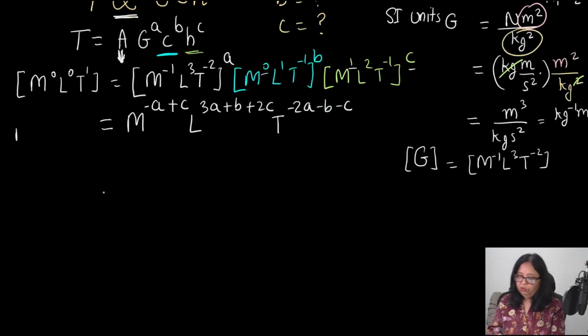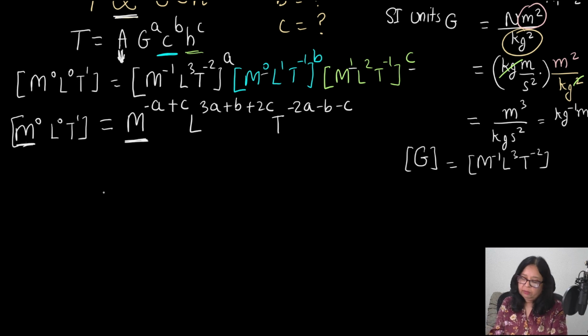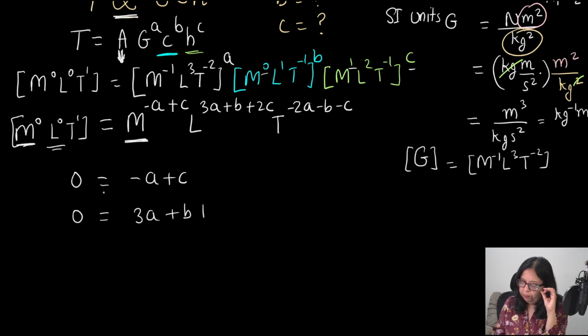Now we're going to solve for A, B, and C here. M is the base here. When the base is the same on either side of the equation, you equate the power. So we get for M, 0 equals minus A plus C. For L, 0 equals 3A plus B plus 2C. For T, 1 equals minus 2A minus B minus C.